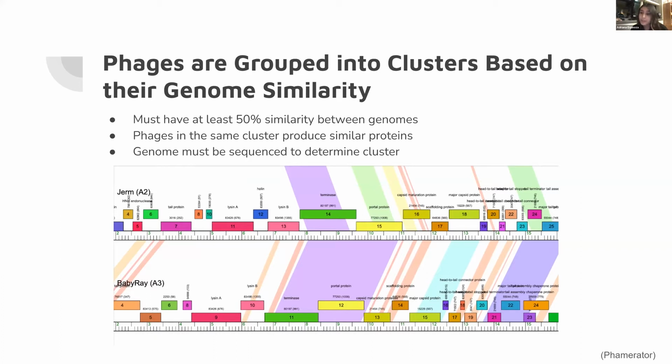In order to be grouped into a cluster, phages must have at least 50% similarity between genomes. Phages that are in the same cluster can have very similar characteristics, and thus they can produce similar proteins. In order to determine if a phage is in a specific cluster, we must sequence the genome. We can see here in this figure that a bioinformatic tool called Phamerator was able to directly compare the genomes of two different phages. From there, we can analyze for that 50% similarity. Clustering is super important because it allows us to establish evolutionary relationships between bacterial strains, as well as the host range of a specific phage.